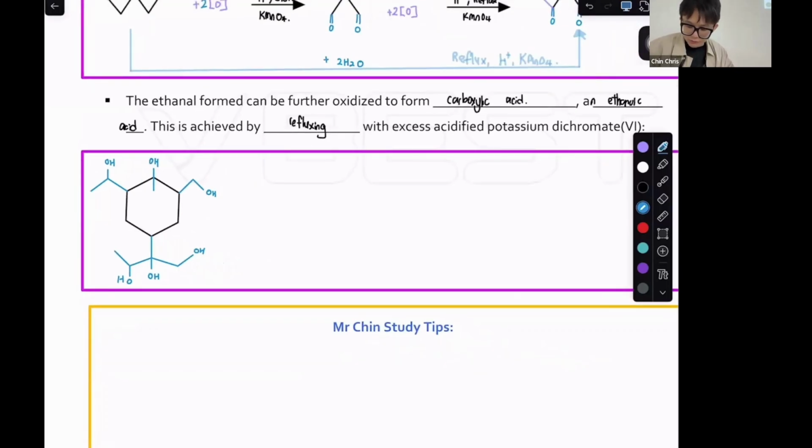Alright, guys, let's go. I want you guys to heat it under reflux, which means a carboxylic acid is the final product.